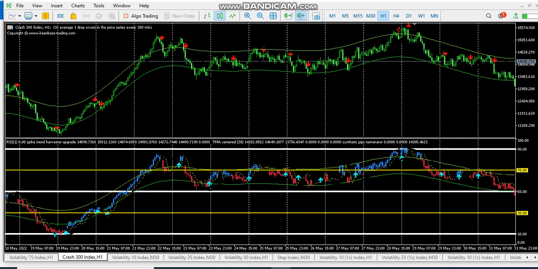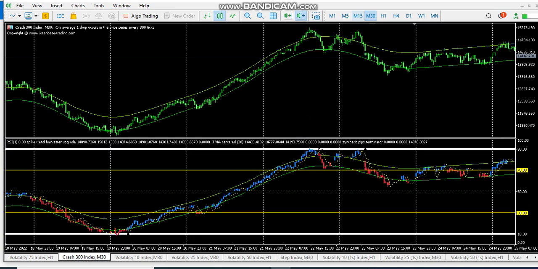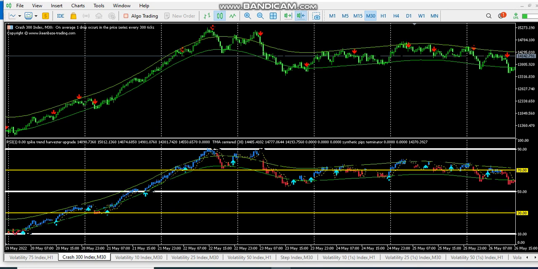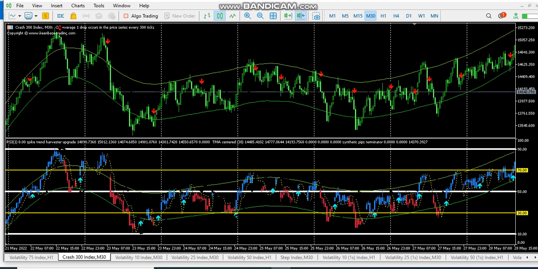This is crash 300 1 hour. Let me go to 30 minutes. Let me just refresh so that the indicators can show up. All right, just one indicator and that's all. Probably the impress magic band and that's all you need. That's all you need. So take a look at it.